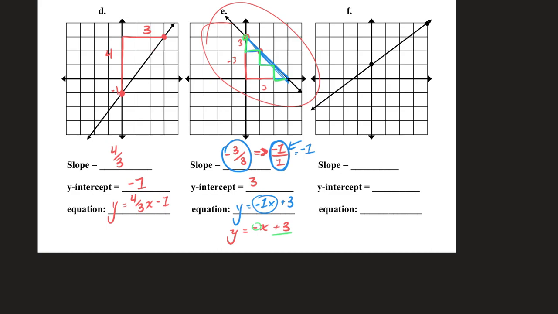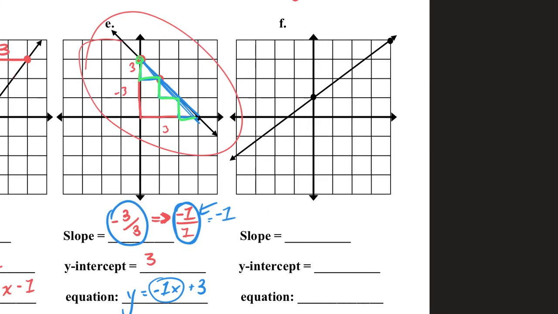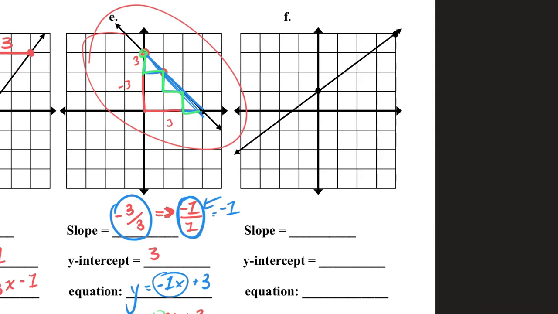Okay, let's do this last one on this page. The y-intercept is quite easy to see. That is a +1. Then our other point that we have is up here.